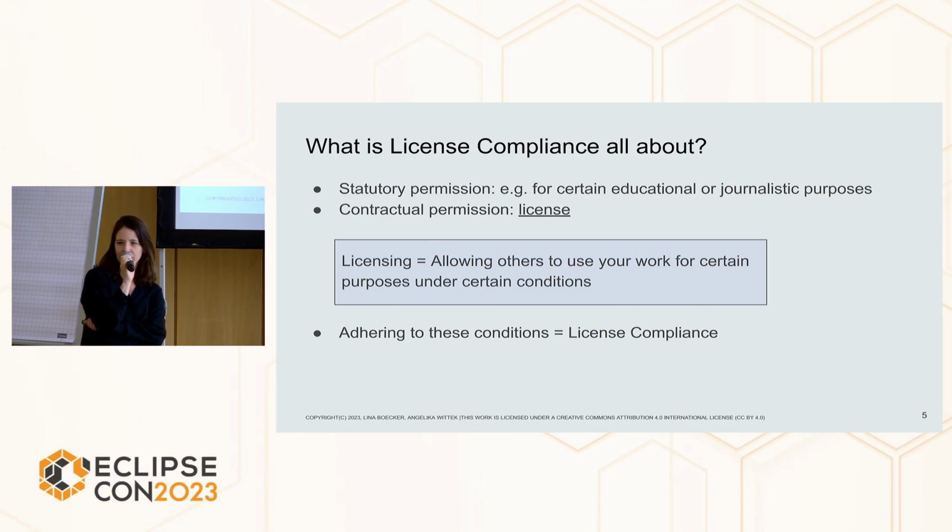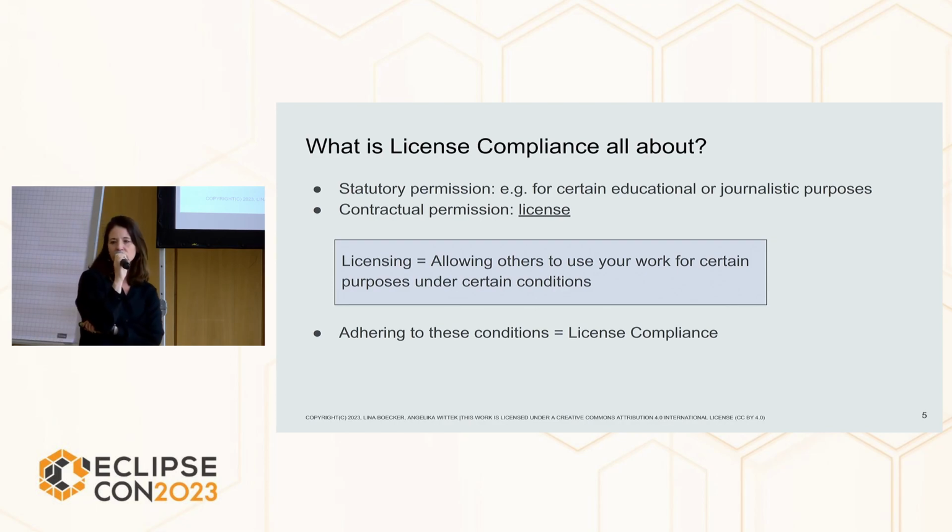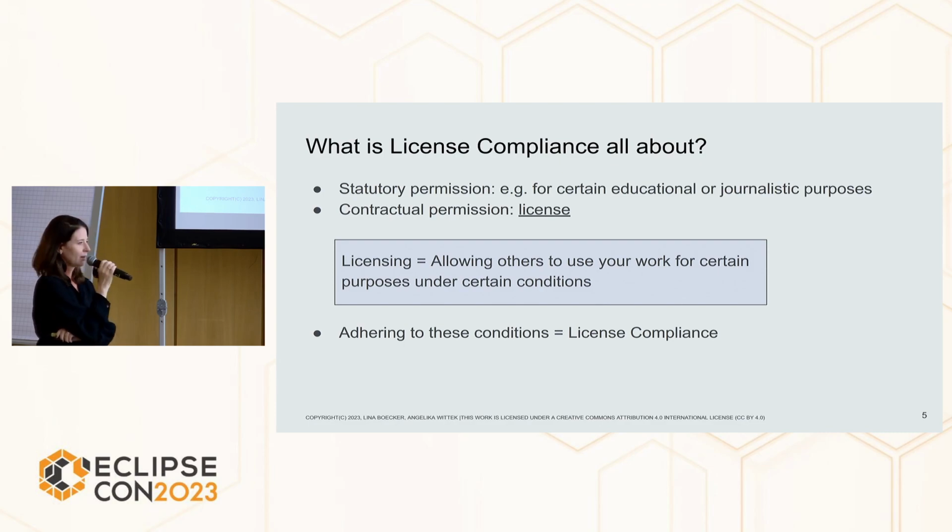That's the license. The license is what the author of code tells the others they might do with the code. Sometimes he does so under certain conditions, and that's the requirements you have to fulfill in order to get the rights. And that's where license compliance comes in. If you want to use software under a certain license, you have to comply with the license conditions.